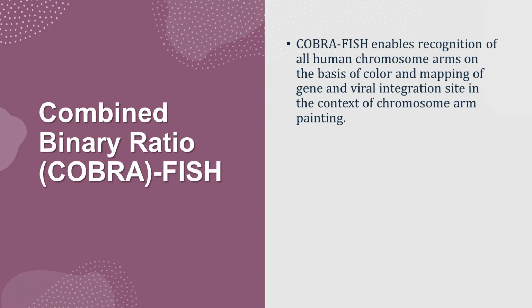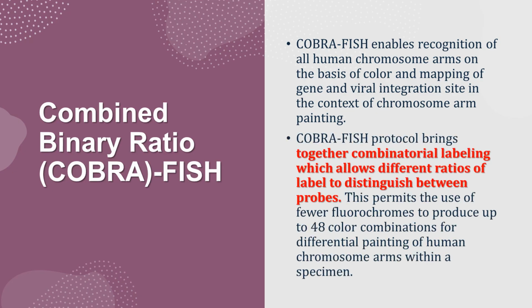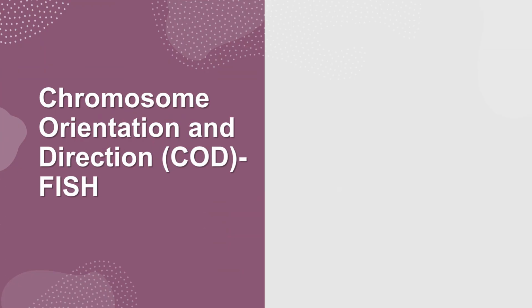Combined binary ratio, COBRA-FISH. COBRA-FISH enables recognition of all human chromosome arms on the basis of color and mapping of gene and viral integration sites in the context of chromosome arm painting. The COBRA-FISH protocol brings together combinatorial labeling, which allows different ratios of label to distinguish between probes. This permits the use of fewer fluorochromes to produce up to 48 color combinations for differential painting of human chromosome arms within a specimen.